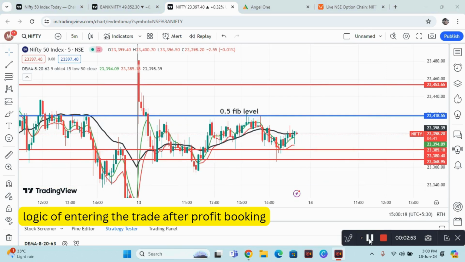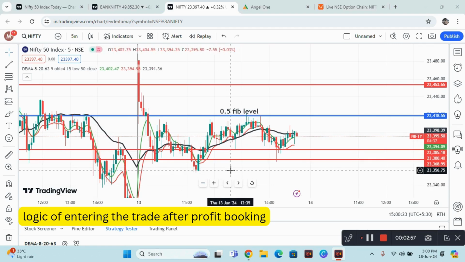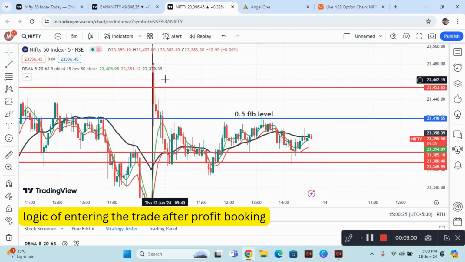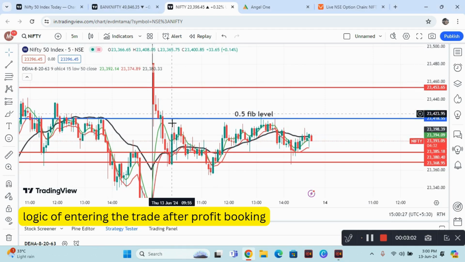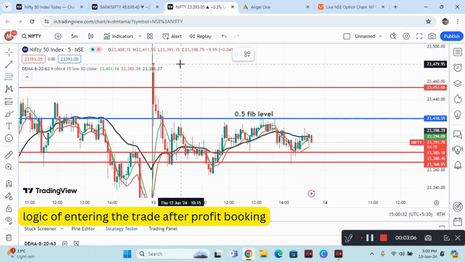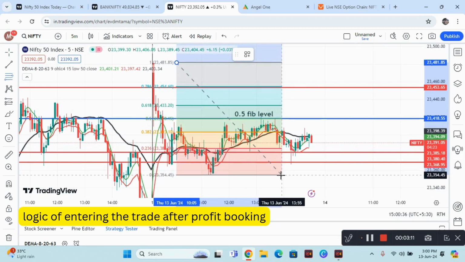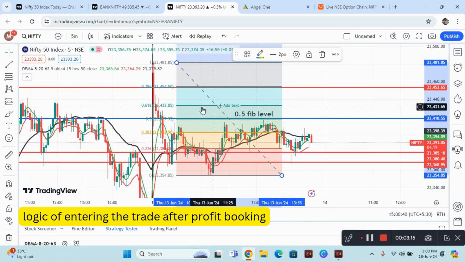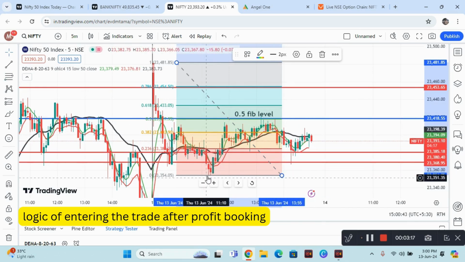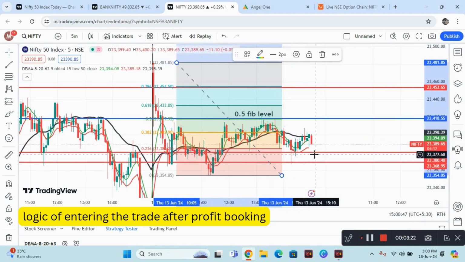Now, friends, I will show you the logic, why I entered the trade. You can see the market had a gap up opening today, and it came all the way down here. So I drew these fib levels from high to low. Now this is the 0.5 level. Once the market goes here, there are high chances that the market may turn back. You can see from here there is a rejection.